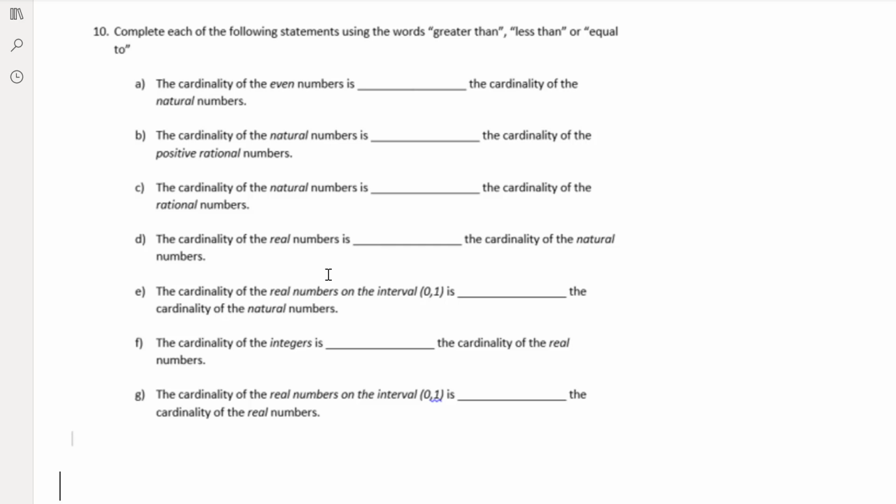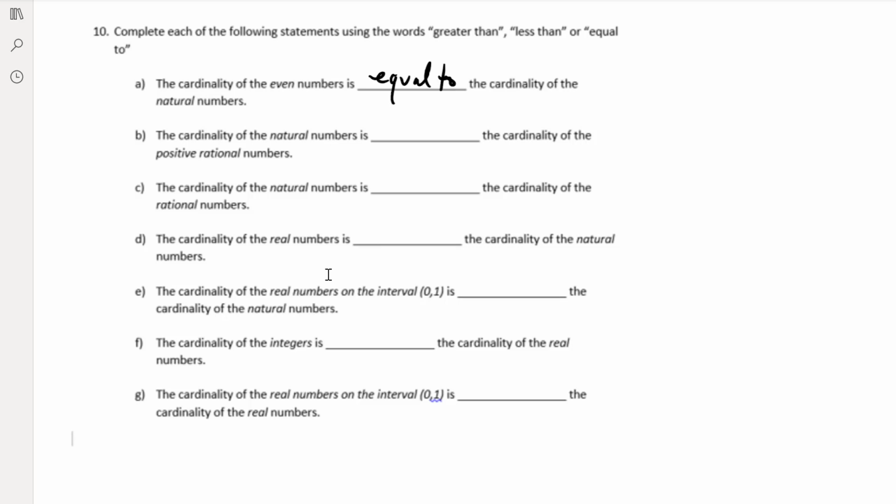On to number 10. Let's take a look at this one. Complete each of the following statements using the words greater than, less than, or equal. So what about part A, the cardinality of the even numbers? How does that compare to the cardinality of the natural numbers? Cardinality of the evens, that is 2, 4, 6, 8, 10, on, and the natural numbers 1, 2, 3, 4, 5. Well, we've already seen that they have the same cardinality. You can form a one-to-one correspondence between those two sets. So the answer for this is they are equal.